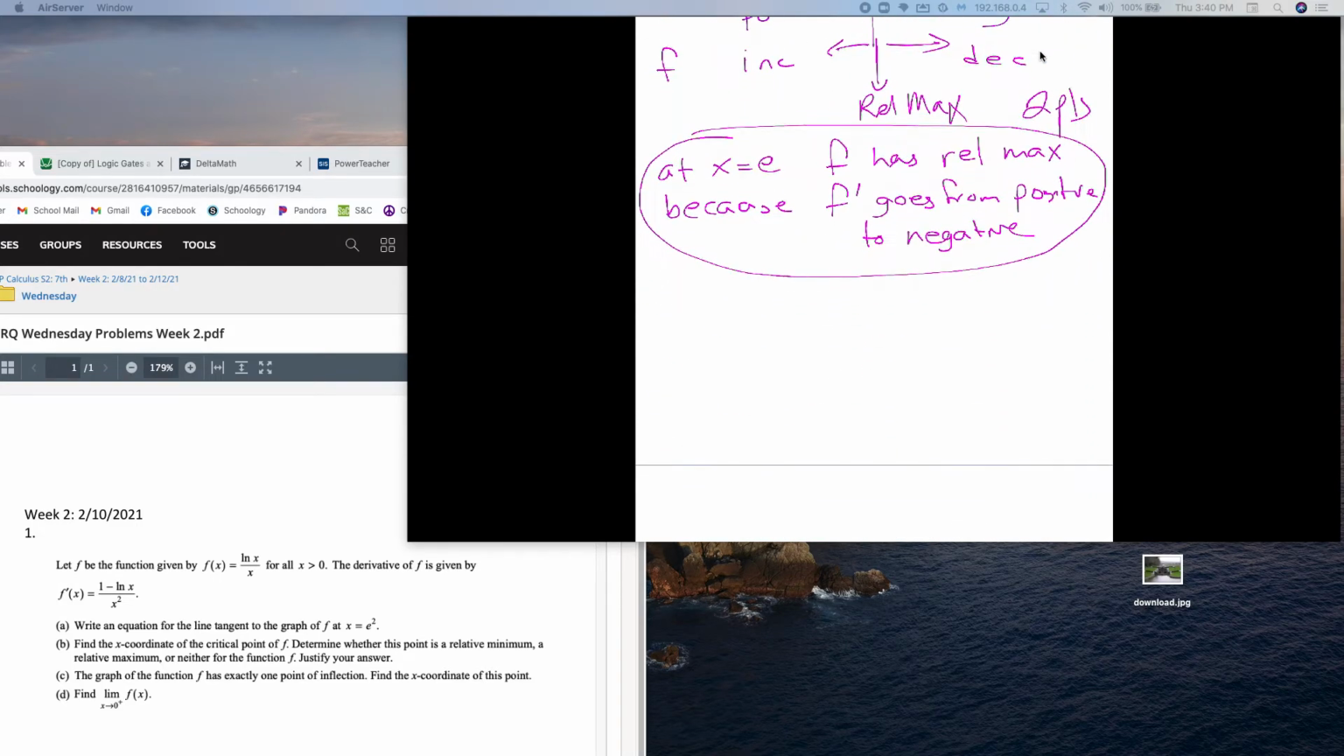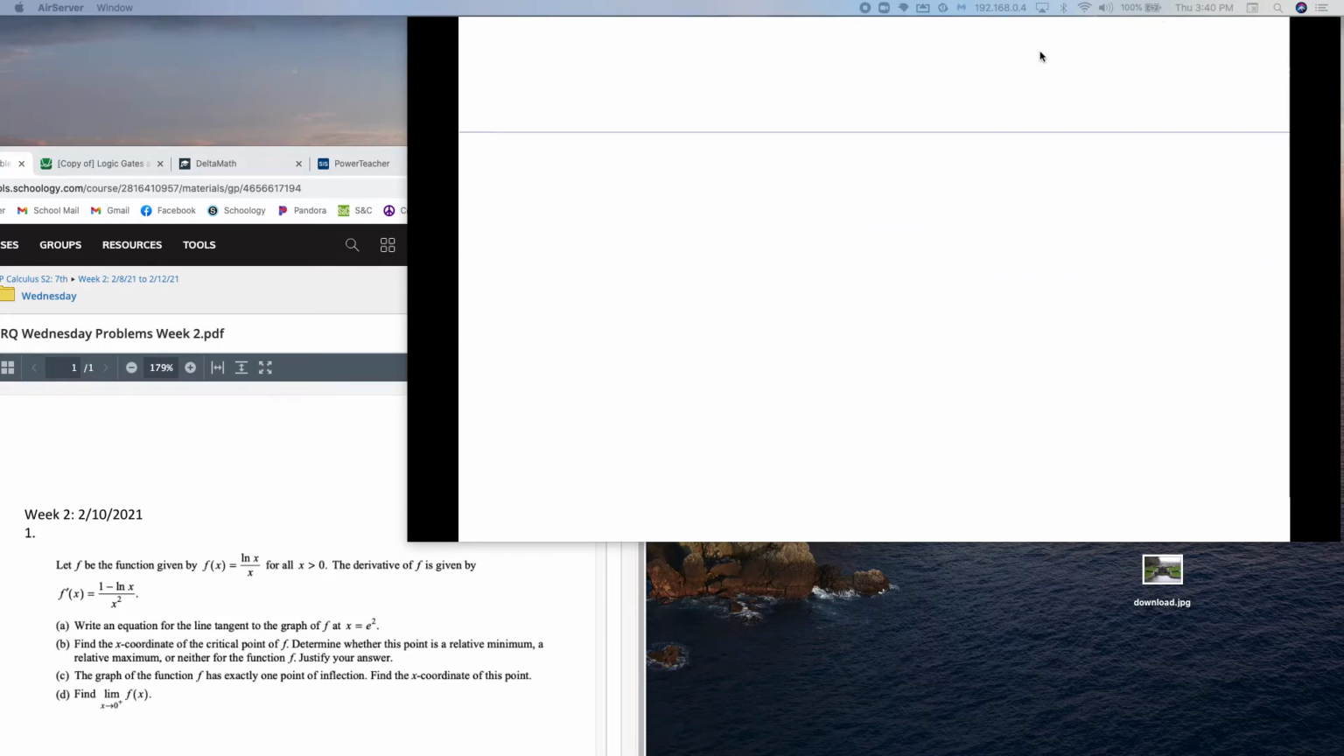All right, let's look at part C. The graph of f has exactly 1 point of inflection. Find the x-coordinate of this point. So when you're looking at a point of inflection, you need to really figure out when the second derivative equals 0 or is undefined, because that's where you need to look.